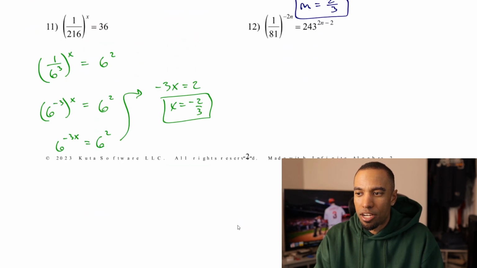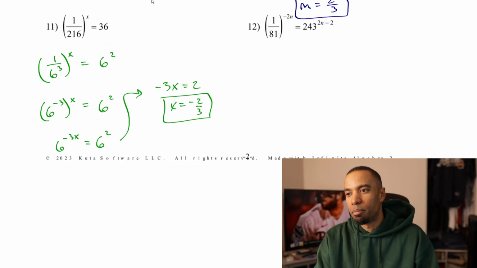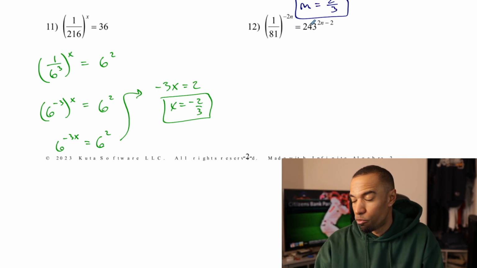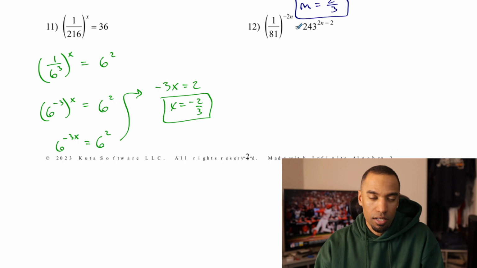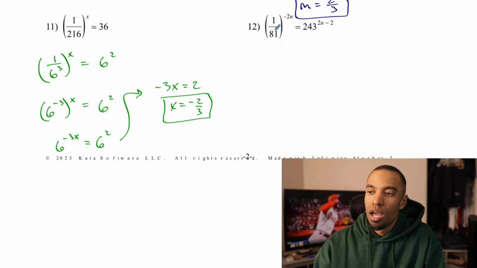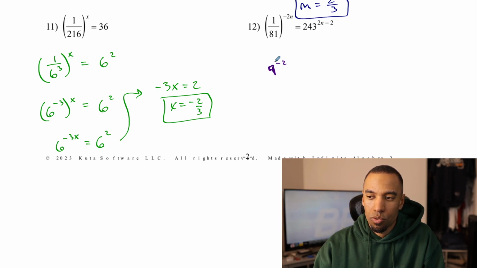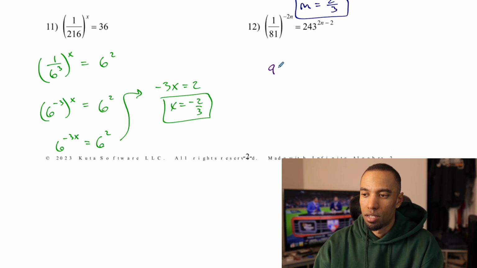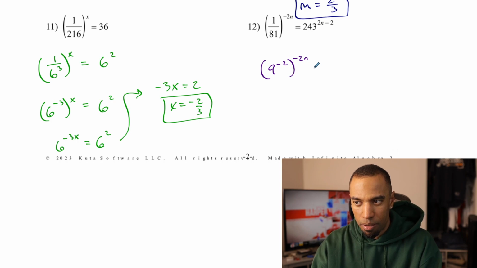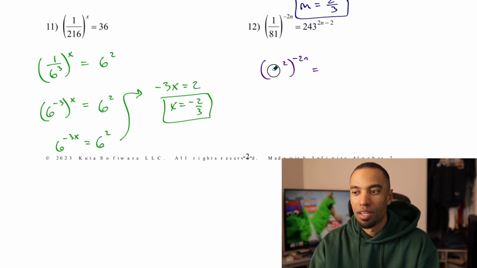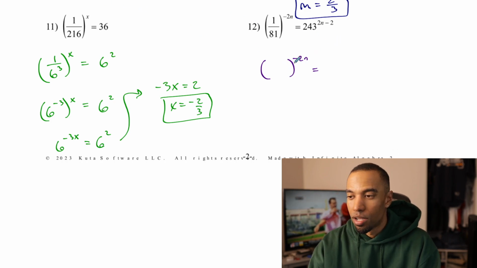Last one, another one with a fraction right here. If you work the power table out, you'll notice these are actually both powers of 3. 81 may be 9 squared, but 243 is not 9 to any power, not to an integer power at least. If this is 9 squared, a 1 over 81 would be 9 to the negative 2nd power, right? That's 1 over 9 squared. Let's rewrite that, raised to the negative 2n power, where the exponents will multiply. I'm sorry, I said we're not going to use 9. My bad. We're going to use 3.